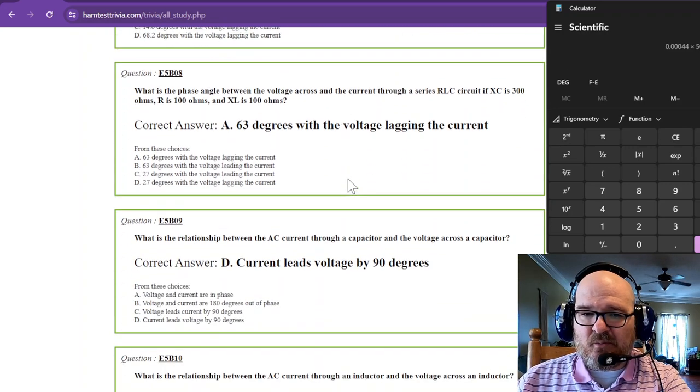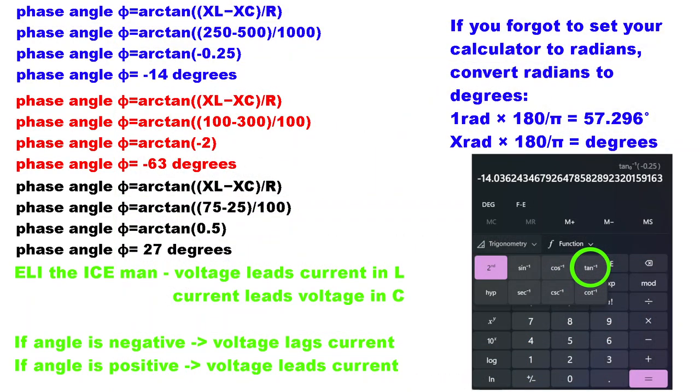Going to the next one that we worked out, we have, what is the phase angle between the voltage across and the current through a series RLC circuit if the capacitive reactance is 300 ohms, resistance is 100 ohms, and the inductive reactance is 100 ohms? Well, if we fire up our trusty old math, look at the red one here. Same formula, arctangent of inductive reactance minus capacitive reactance divided by resistance. So we have 100 as the inductive reactance, and 300 as the capacitive reactance. So see that the capacitor is bigger. So if the capacitor is bigger, that means voltage is going to lag current, because current leads the voltage.